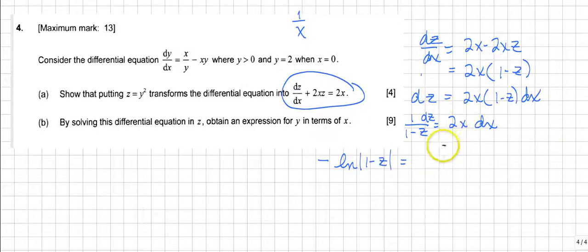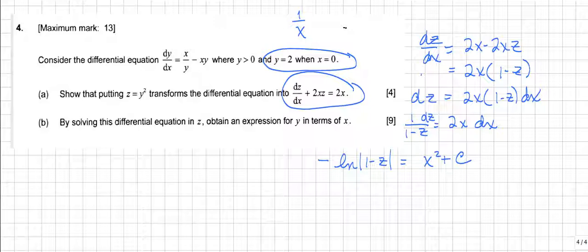Increase over increase, so you get 2x squared over 2, which is just x squared. And don't forget your plus c. Alright, now we have to find out what c is. Well, let's see what our condition is up here. When x is 0, y is 2. When x is 0, let me fill that in. 0 squared is 0. Y is 2.